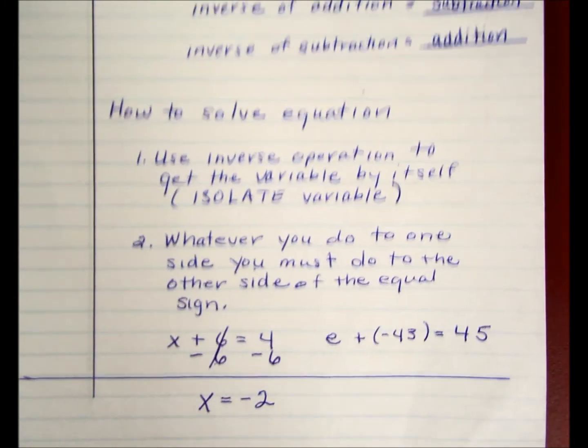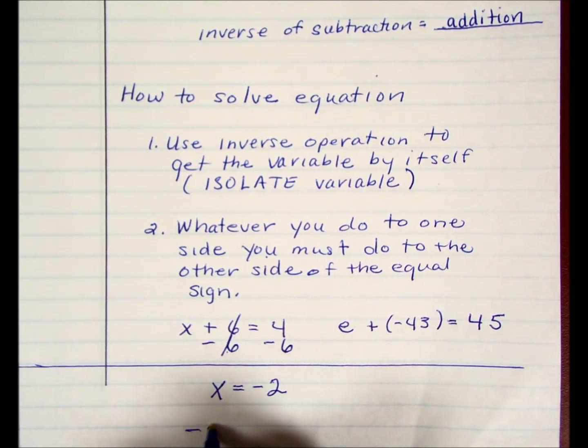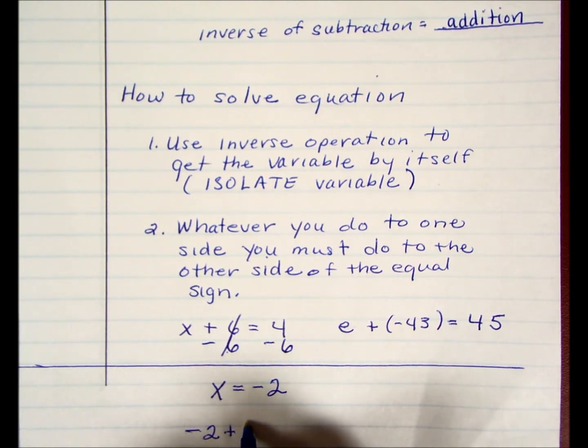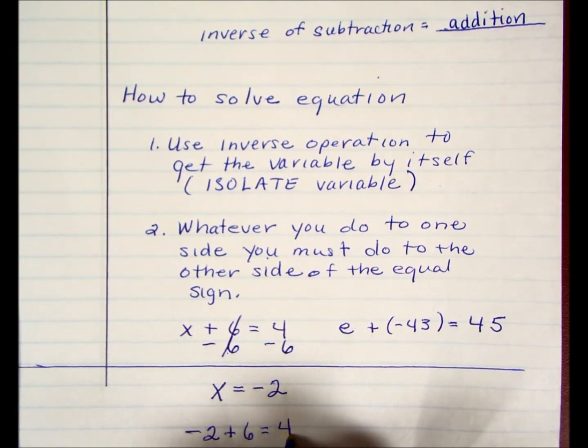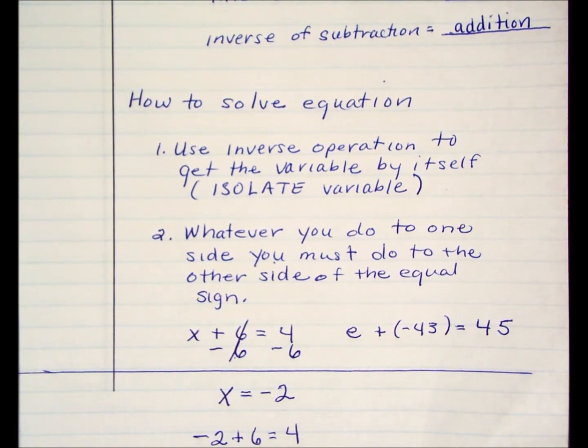And I'm going to adjust that so you can see it. Now, you can check to see if you're correct. If we replace x with negative 2, negative 2 plus 6 is equal to 4. Negative 2 plus 6 is definitely equal to 4, and 4 equals 4. So we did find the solution or the value of x.